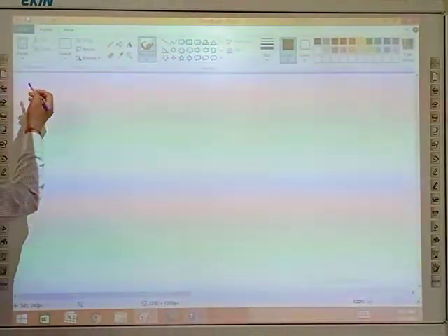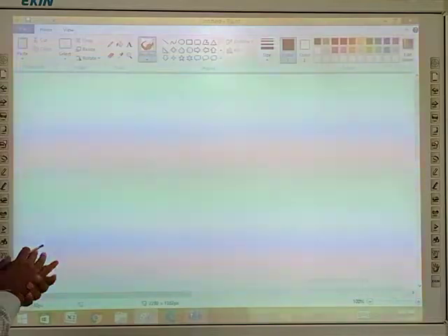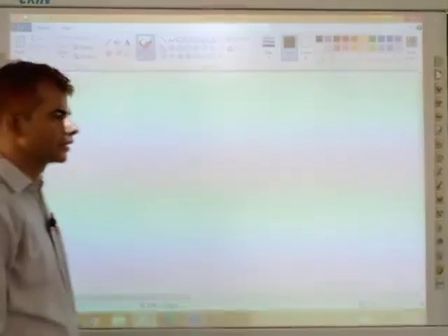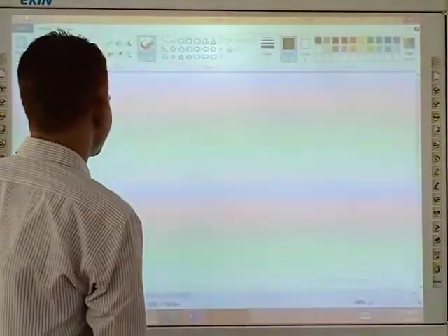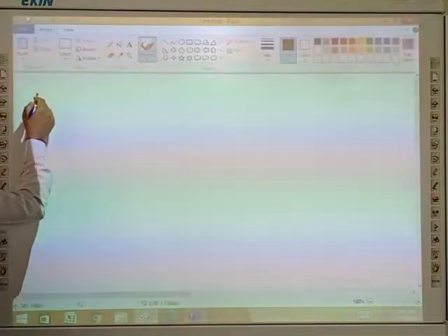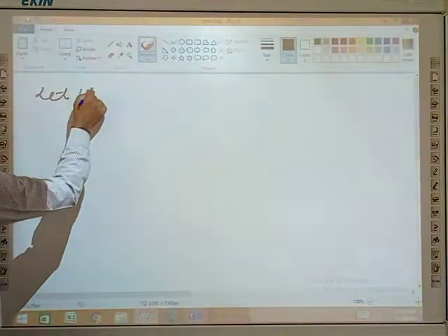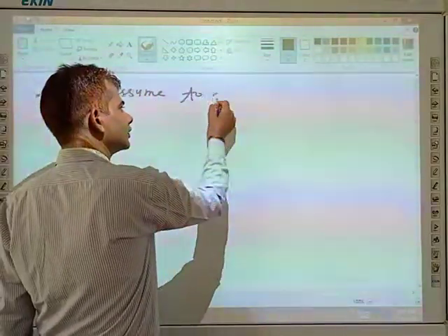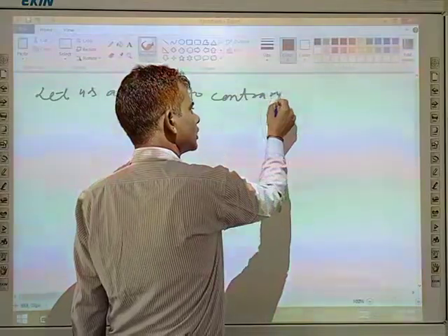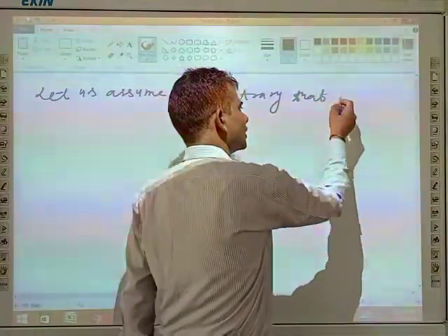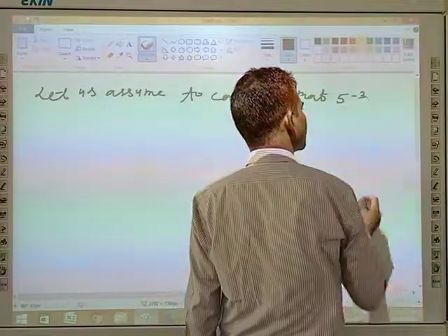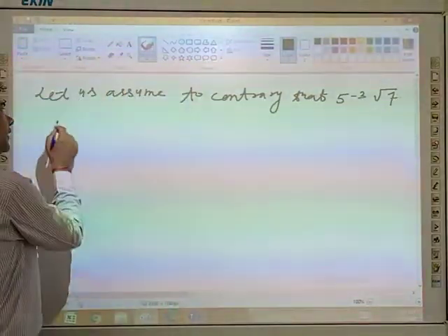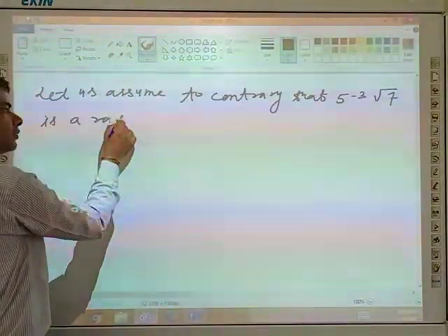Students, your question is to prove that 5 minus 3 root 7 is an irrational number. To prove it, first of all, we consider that it is a rational number. Let us assume, to the contrary, that 5 minus 3 root 7 is a rational number.